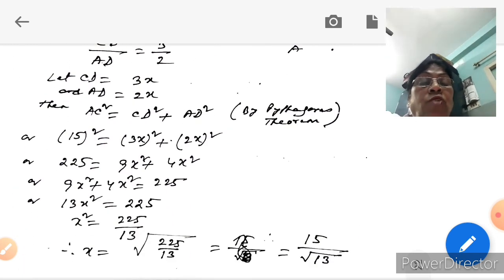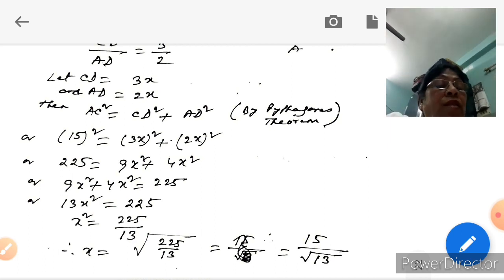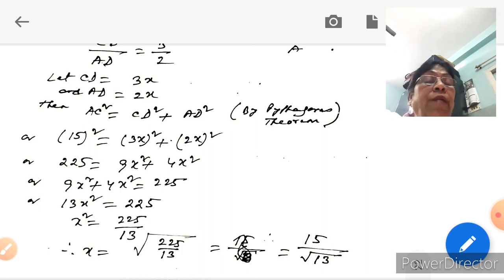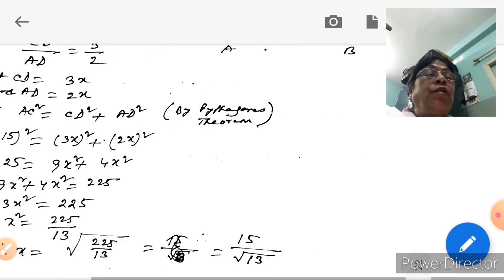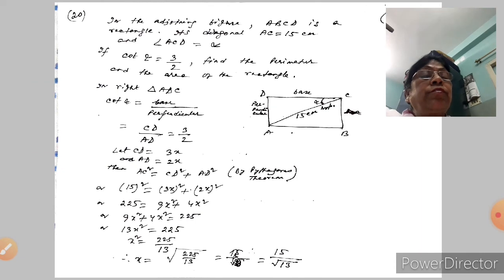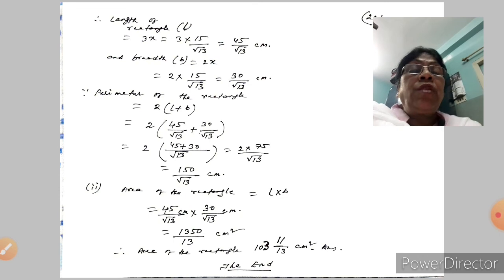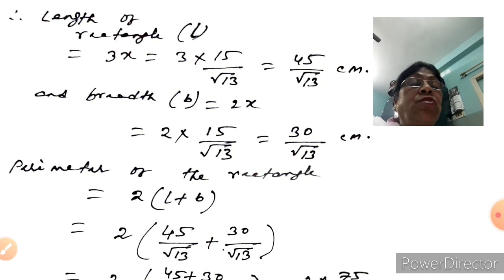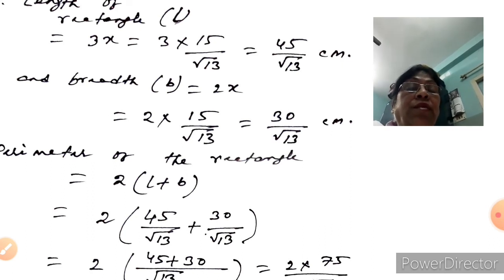Solving, we got the value of x is equal to 15 by root over 13. Putting the value of x, we can get the value of CD and AD. Now, the length of the rectangle will be 3x, which is 3 into 15 by root 13, equal to 45 by root 13 centimeter, and the breadth will be 2x, 2 into 15 by root 13, equal to 30 by root 13 centimeter.